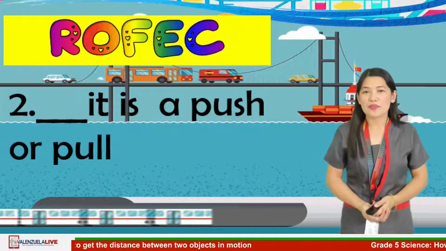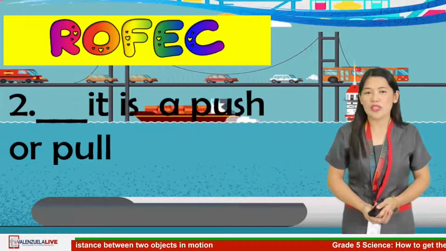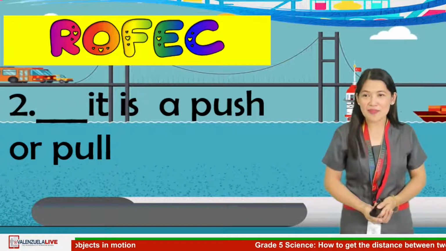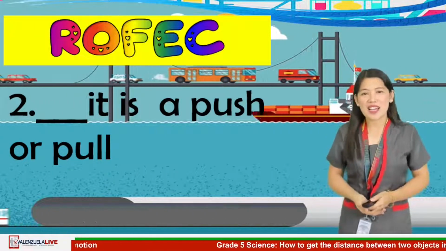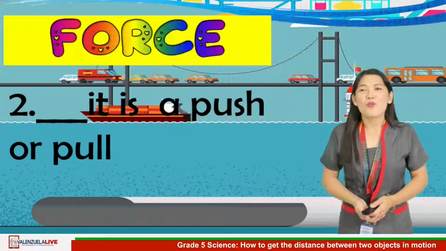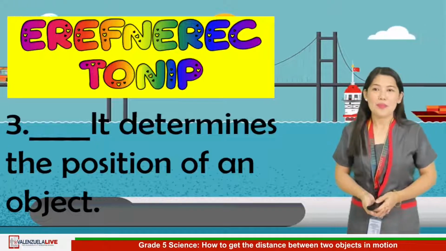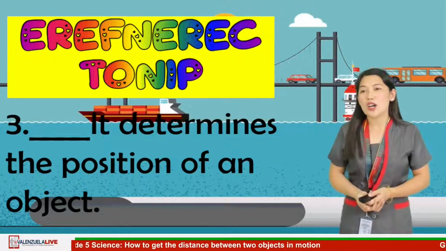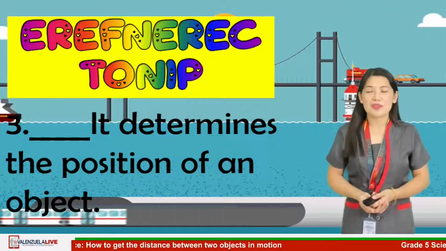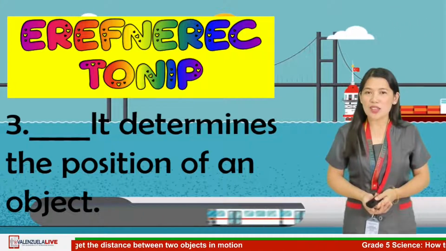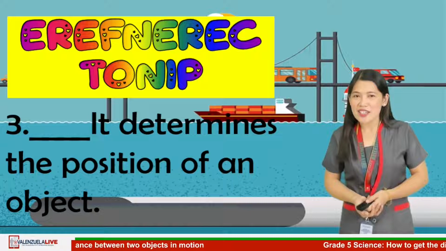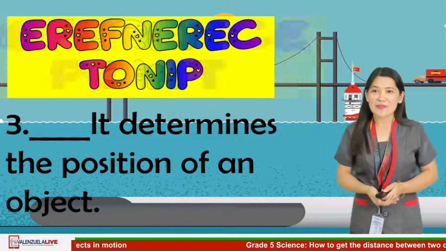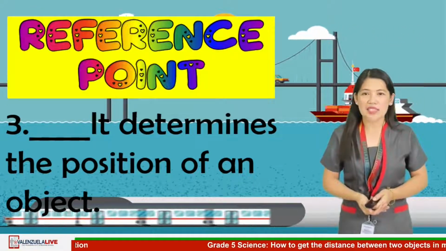Number 2. It is a push or pull. What is your answer? Amazing! The correct answer is force. Number 3. It determines the position of an object. What is the answer? Awesome! The correct answer is reference point.